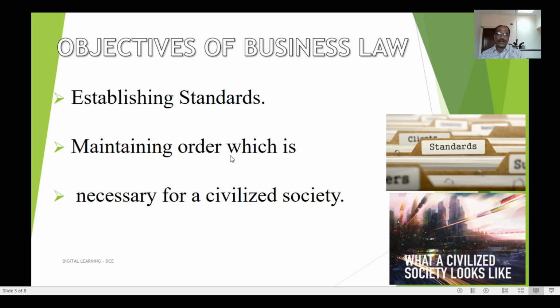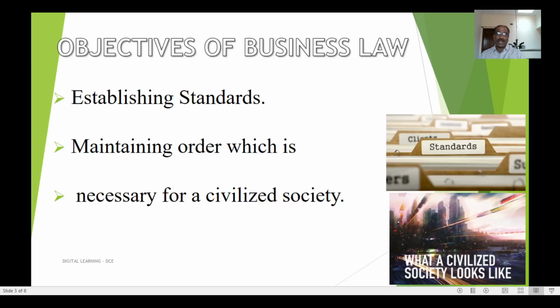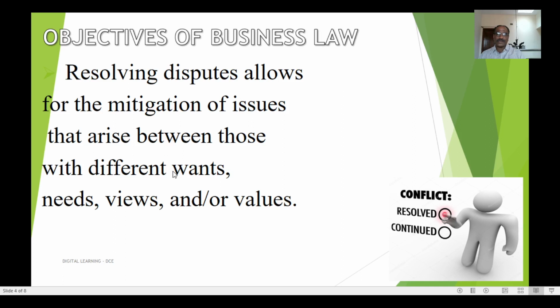Therefore, in order to maintain the order which is necessary for a civilized society, the law relating to business is very important. So this is one of the objectives of business law. Next, let us come to one more objective of business law.